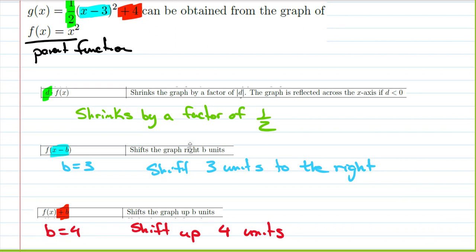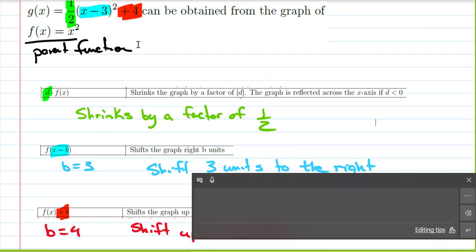So when we have our parent function, we identify it, and then we need to figure out, well, what's happening to that parent function and match them up with the appropriate rows from that table. And it will tell us what is happening to our graph.